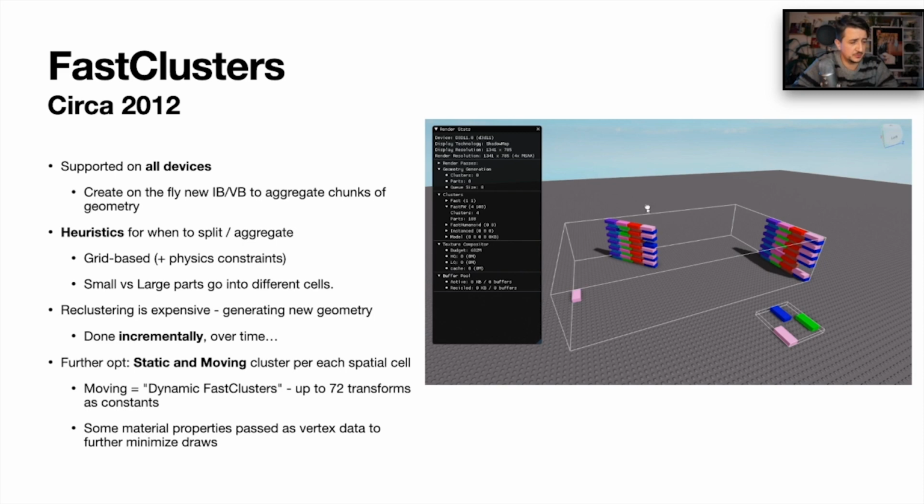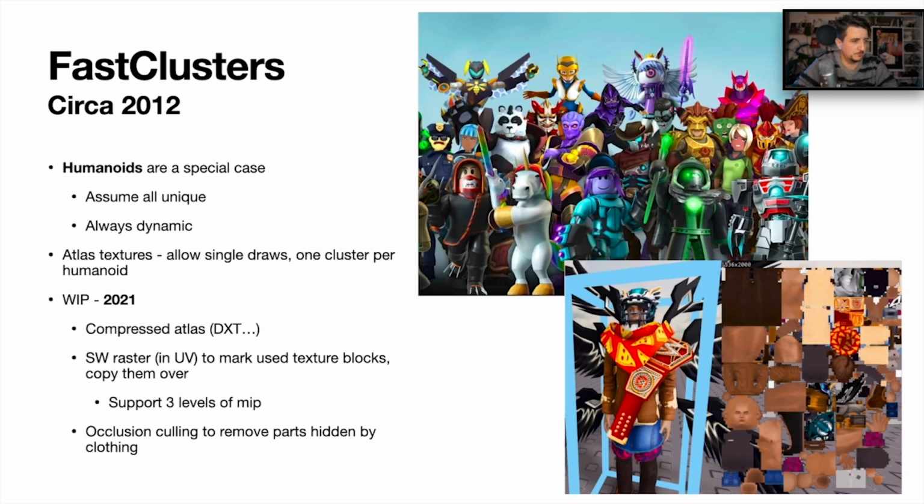Humanoids are a special case that is handled through the FastClusters as well. And the assumption behind the humanoids, which is what we call our avatars, is that they will be basically all unique and they will be all dynamic. So they always use that dynamic fast cluster idea. But also because they're made of different parts that you can mix and match, to draw them in the fewest possible draw calls, we have a system that atlases their textures.